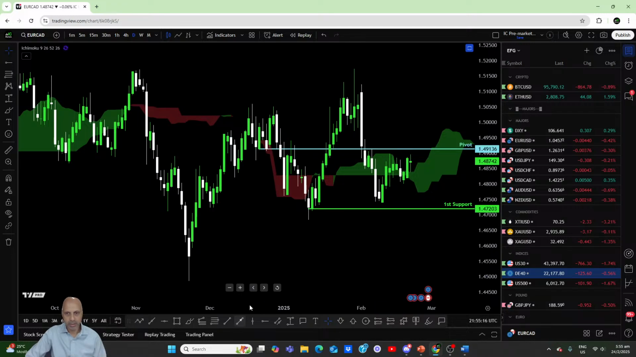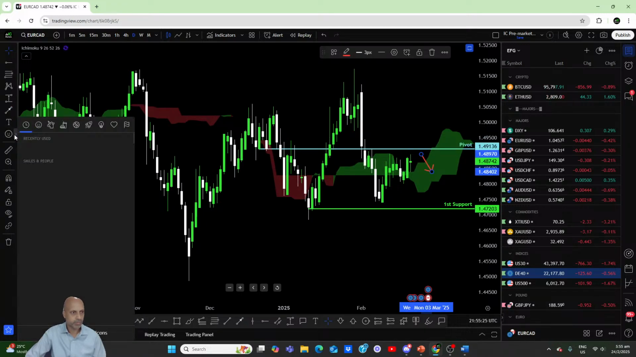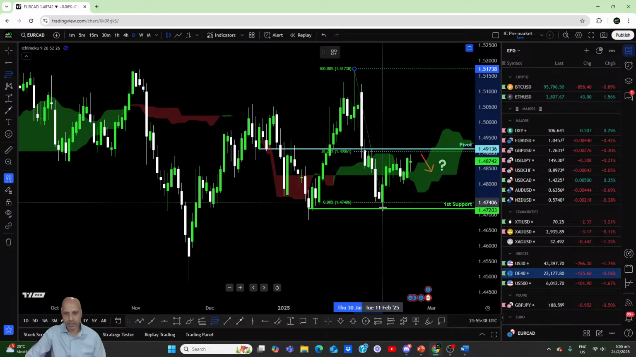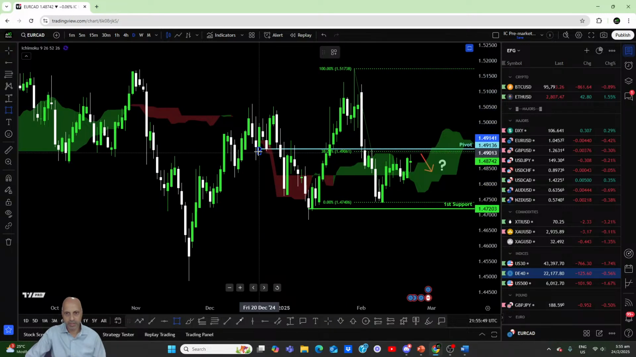So perhaps we can, should we see the EuroCAD continue to rise higher, this is where it could once again fail and make a small pullback, right? The pivot is a pullback resistance at 1.4913, which should also be accompanied by a Fibonacci retracement. Let's try and find one, starting from this swing high on 30th of Jan, going down to the swing low on the 11th of February, and we can see very clearly the 38.2% retracement aligning very well with the pivot, which is a pullback resistance.